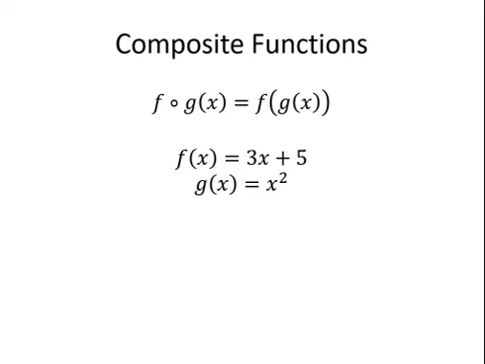But with this one, what we would do is we take the g(x) function, x squared, and we'd plug it into all of the x's of the previous one. So we take x squared and we plug it into all the x's of 3x plus 5. So we end up with our answer of 3x squared plus 5.